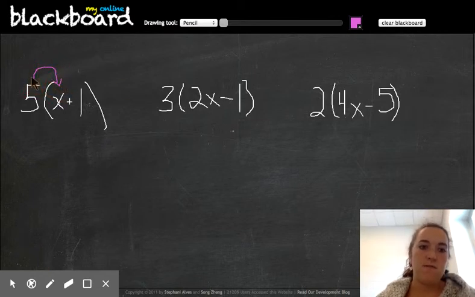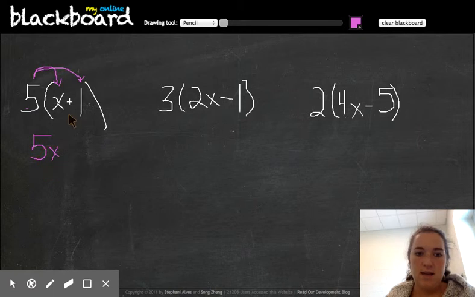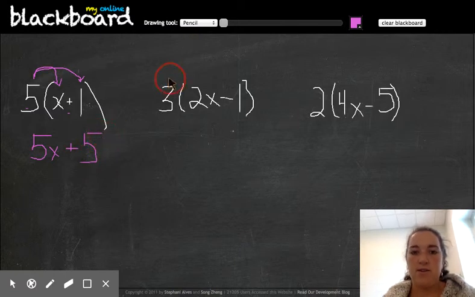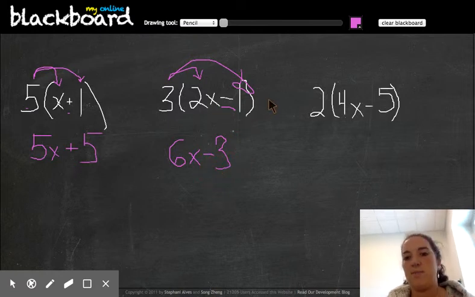So try the first one. We distribute 5 times x and 5 times 1. 5 times x is just 5x. Keep that plus sign, plus 5 times 1, which is 5. Now we do the next one. Go ahead, try it on your own. So we do 3 times 2x, which is 6x. Then we keep our sign, and we do 3 times 1. So we get minus 3. Always make sure you're multiplying that 3 by both values in the quantity.